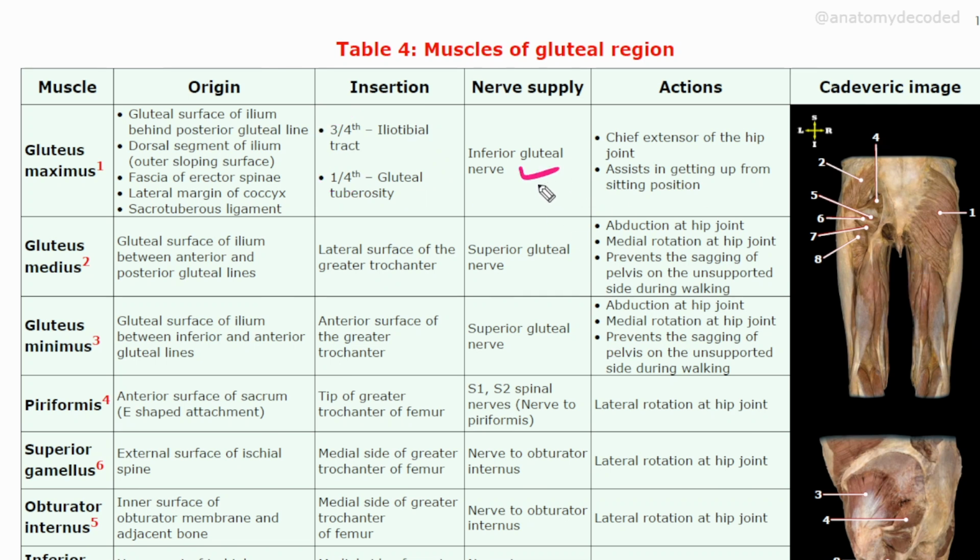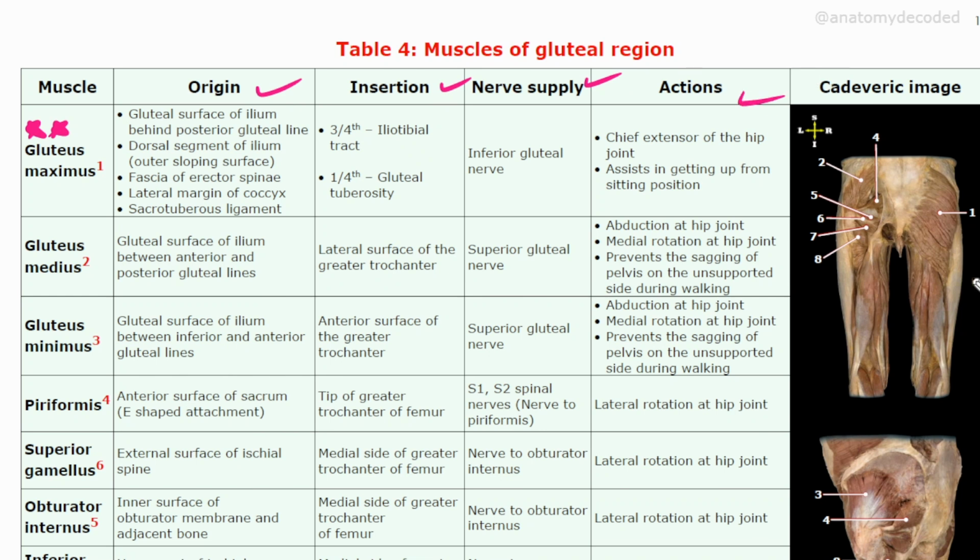Then nerve supply is the inferior gluteal nerve, and action is, it is a chief extensor of the hip joint, as well as it assists in getting up from sitting position. So this was about gluteus maximus, a very important question, many a time asked as a short note in your theory exam, as well as in practical exams you are supposed to identify and cover all the headings which are mentioned here.